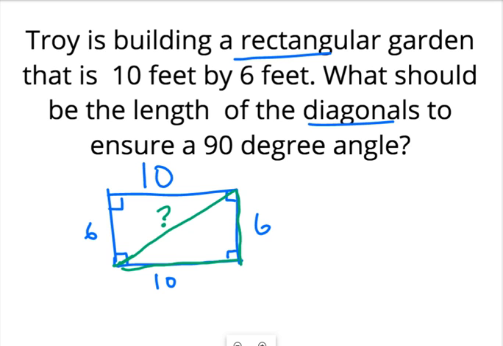So if you look at my green triangle here, I know two of the sides, I know the legs, right? I need to find the diagonal. Pythagorean theorem.